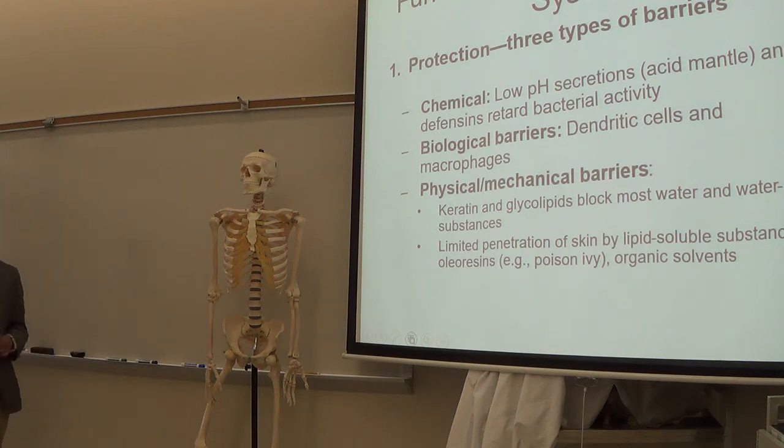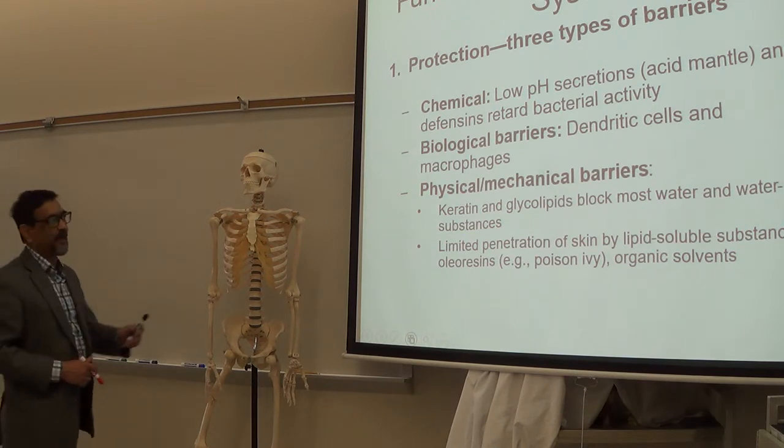Chemical. Skin secretes low pH. Low pH means what? Acidic, right? So skin secretes acidic secretion, and that can kill the microorganisms or antigens. So that is chemical.